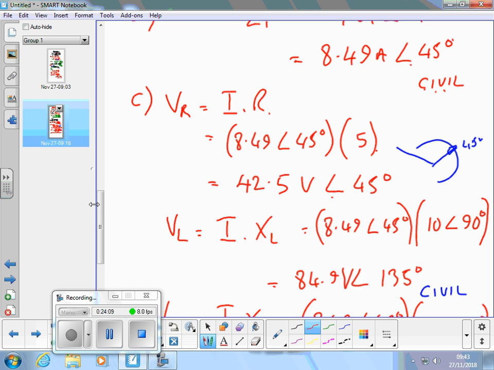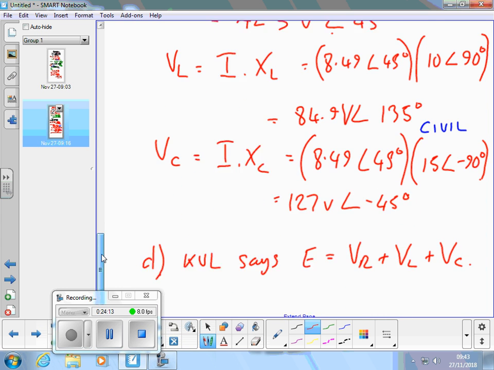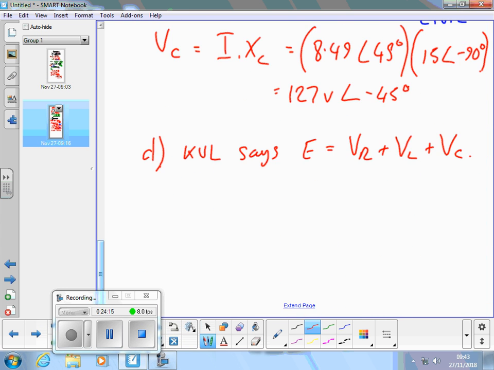What we must do to prove the law is add them together in rectangular or complex form, and the easy way is rectangular. So who's got the three voltages in rectangular form for me, please?